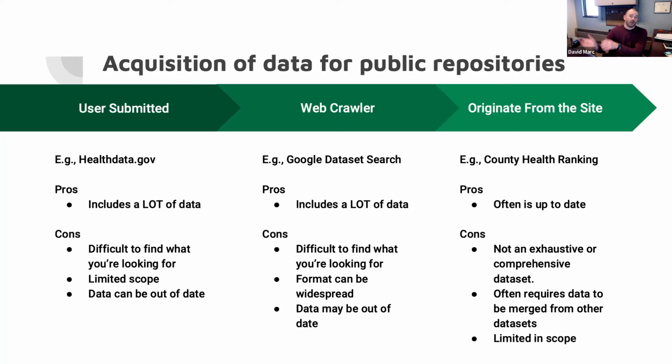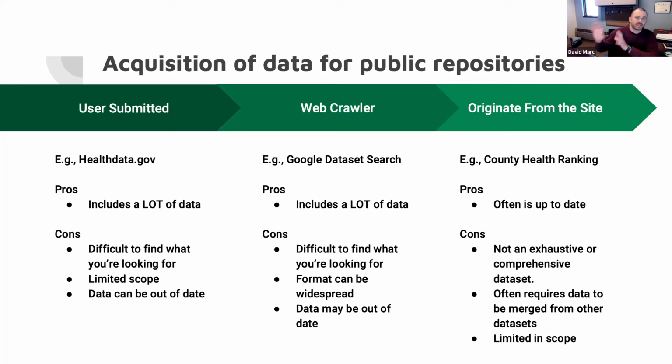There are also web crawlers. This is like the Google Dataset Search. Again, it includes a lot of data, but some of the format and the metadata may not be very accurate. It may be difficult to know if the results of the search are really relevant to what you're looking for. So it can be difficult to find what you're looking for.